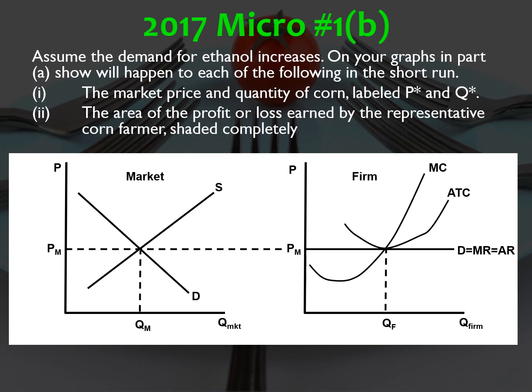B, assume the demand for ethanol increases. On your graphs in part A, show what will happen to each of the following in the short run: market price and quantity of corn, area of profit or loss for the corn farmer.